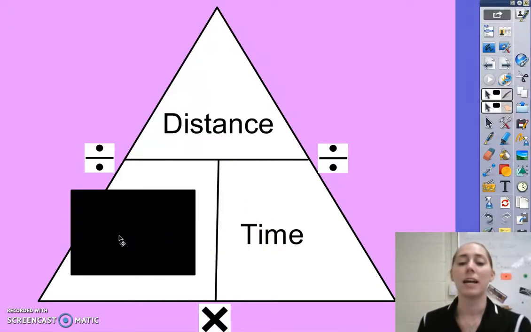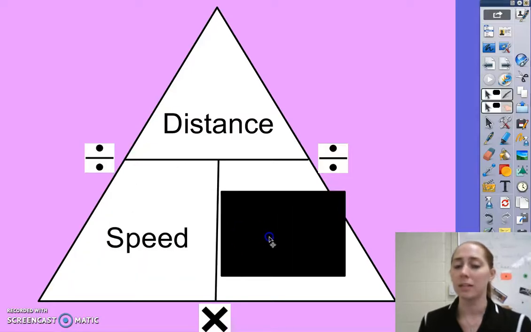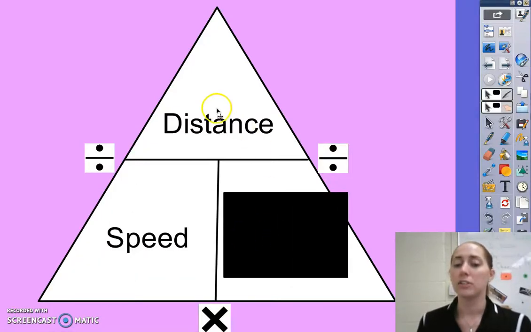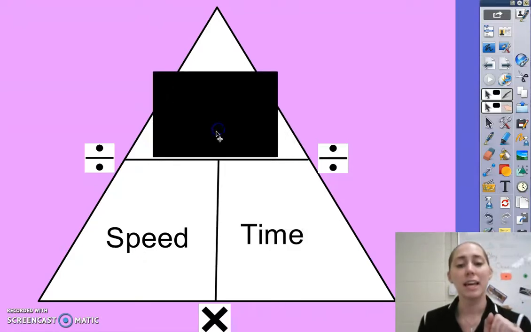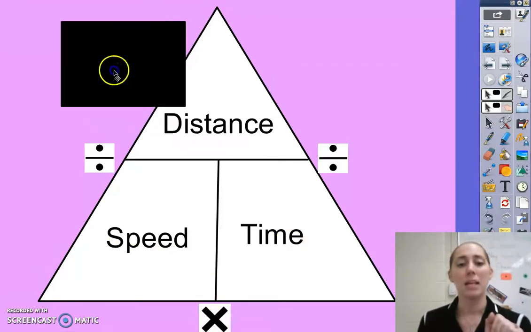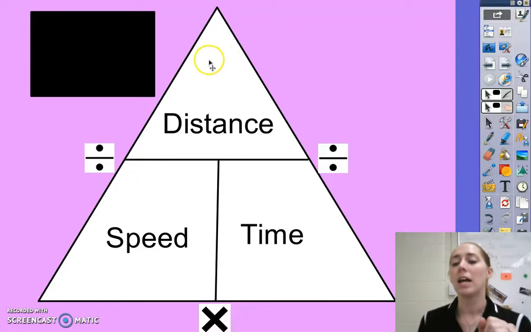If I wanted to find out how long it's going to take me to get somewhere, and I know my distance and speed, I cover my time, and I do distance divided by speed, and that would tell me how long it takes to get somewhere. I can also find out how far I'm going to go, the distance I'll travel. In that case, I would take my speed and times it by my time. So this is a very handy tool as we explore our speed unit.